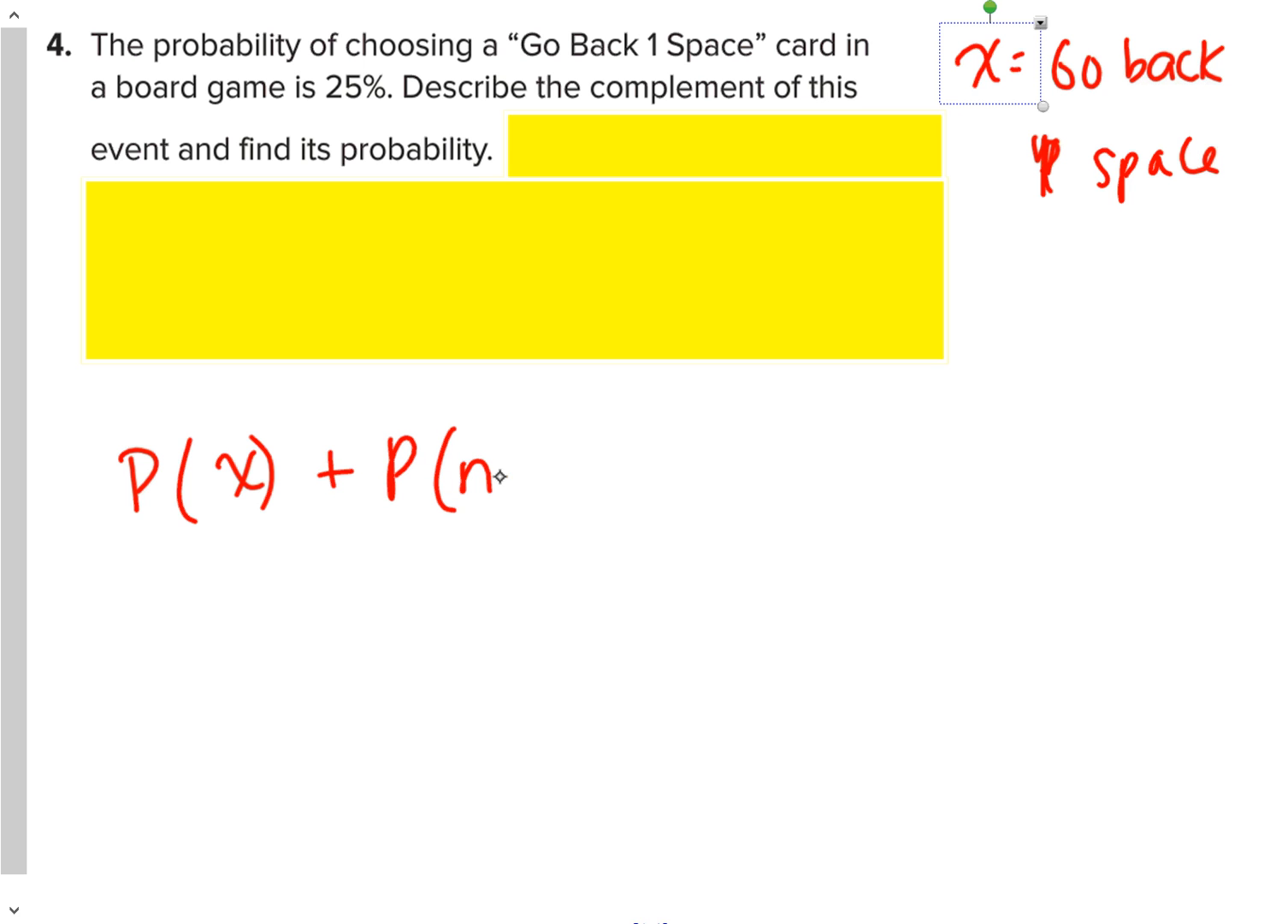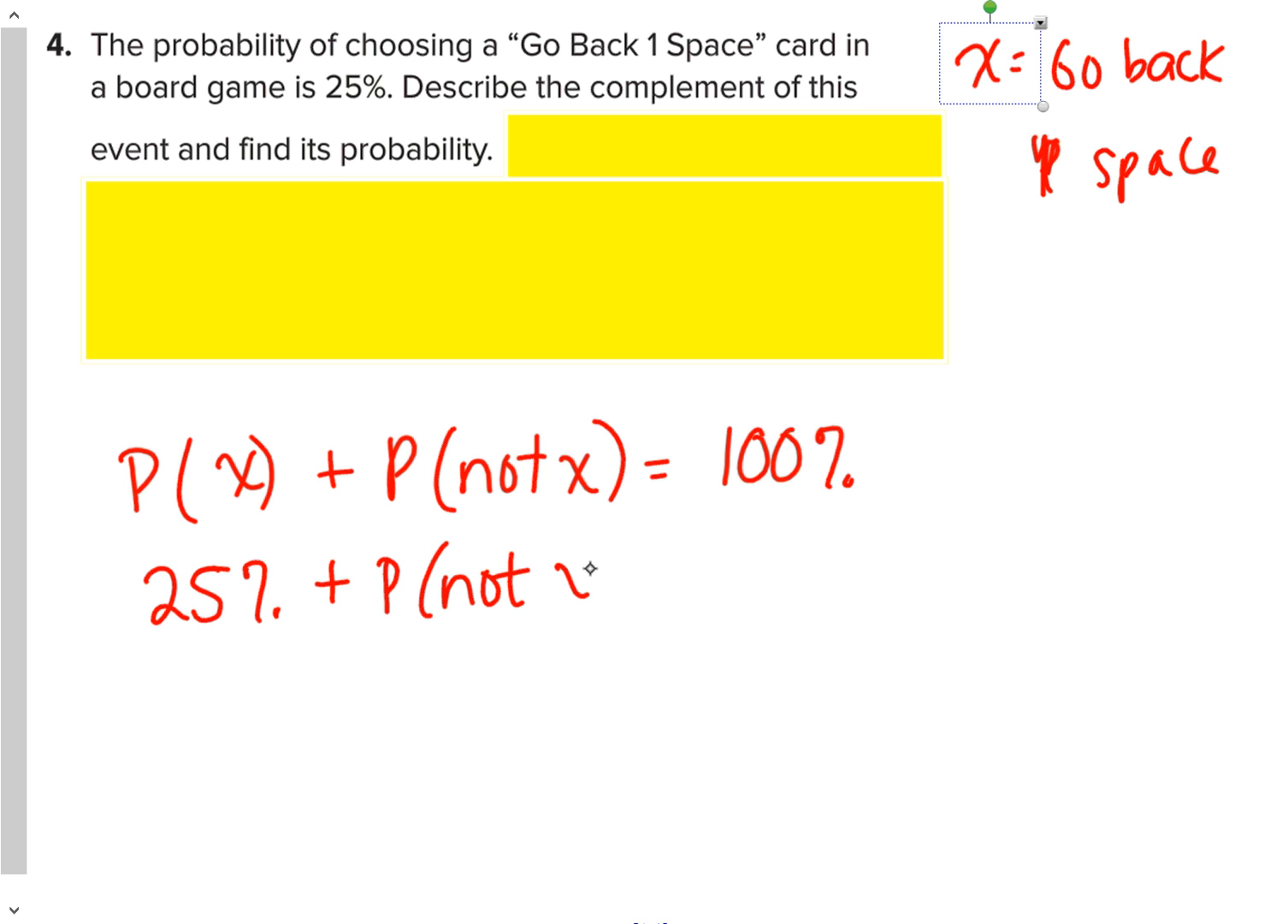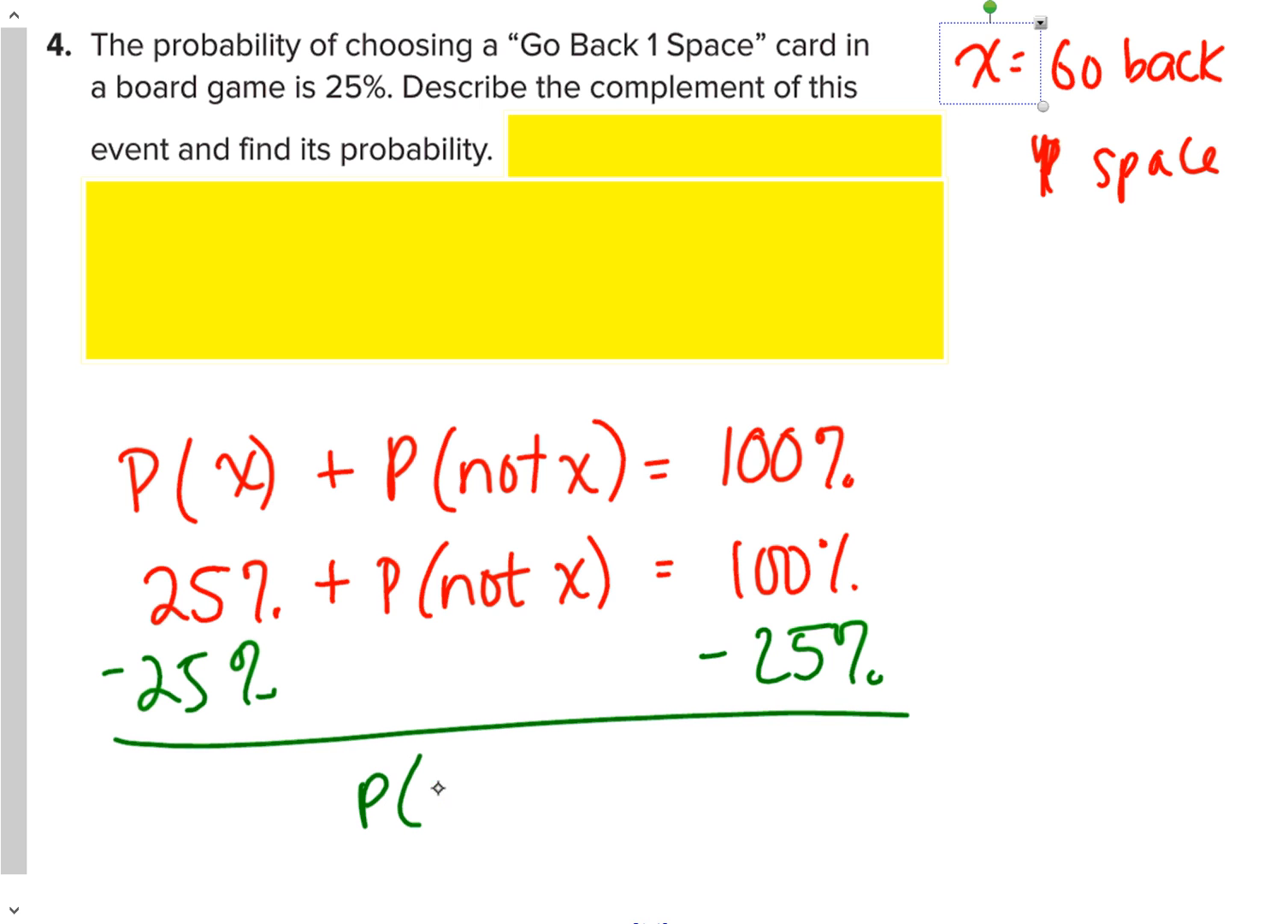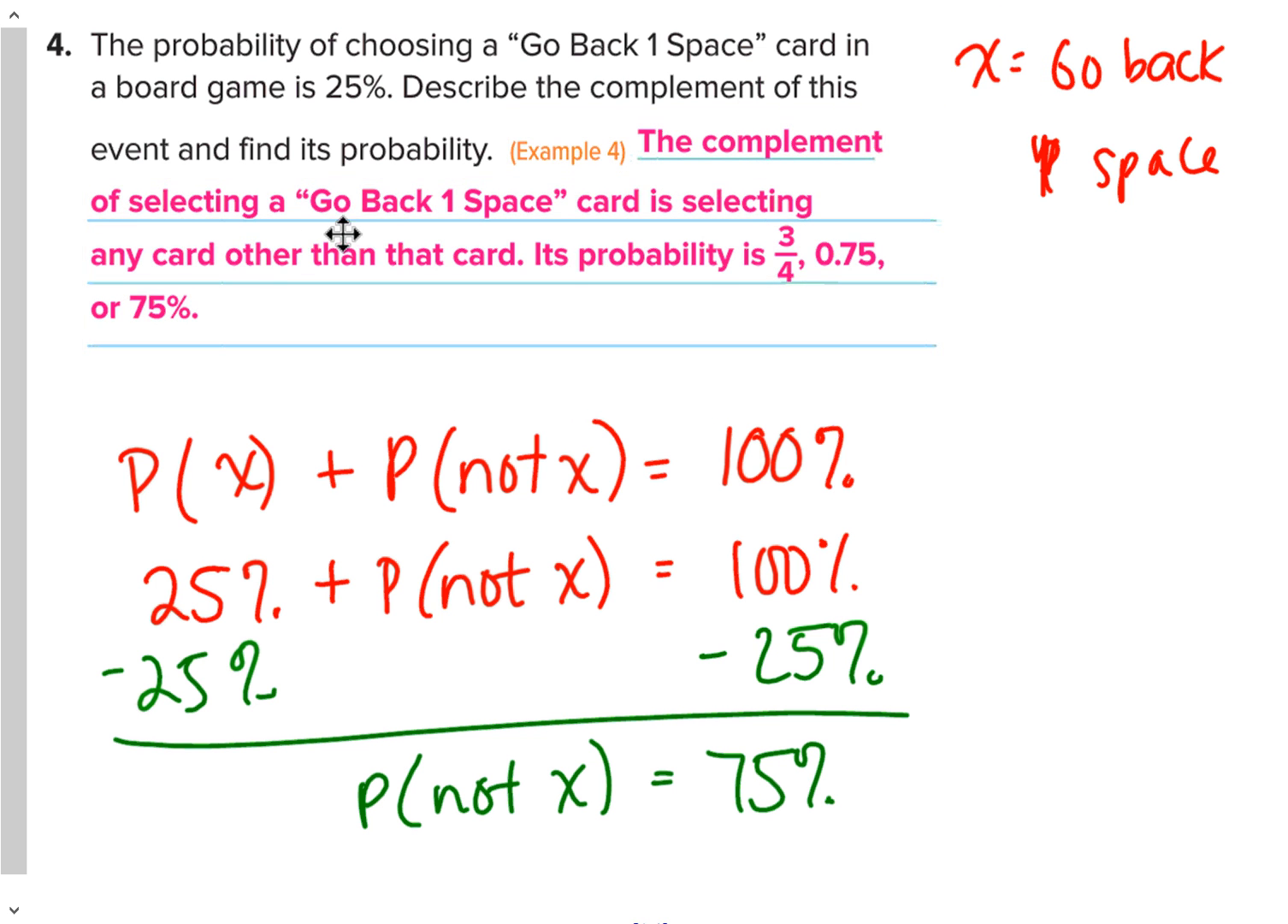Plus the probability of not X is supposed to equal 1, or since they gave us a percentage, let's just keep it as a percentage. So this is 25% plus the probability of not go back one space. So all I have to do now is subtract 25% from 100%, and I get the probability of not X, or the probability of not go back one space, is 75%. So the complement of selecting the go back one space card is being any other card than that card. So anything else besides go back one space. So the probability of that happening is 3/4 or 0.75 or 75%, like we found out.